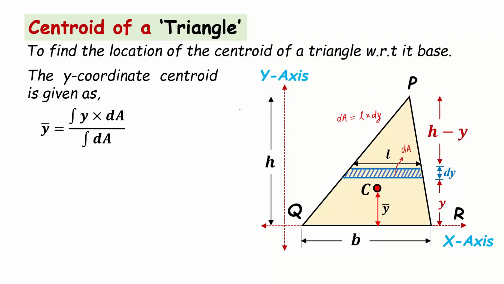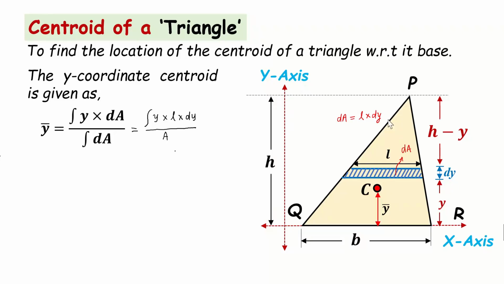So now let me put the values here, friends. Now this is integration. The value of y will be as it is, and the dA we have to put. So dA already we have got as L into dy, and that is divided by, this is basically the area of the triangle. So in order to find the value of y bar, we need to substitute the value of L here. So we need to find out the length of the strip.